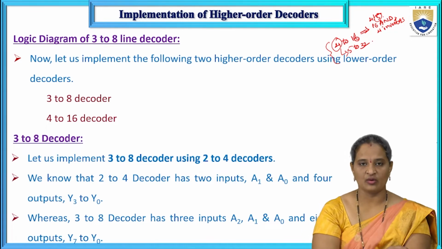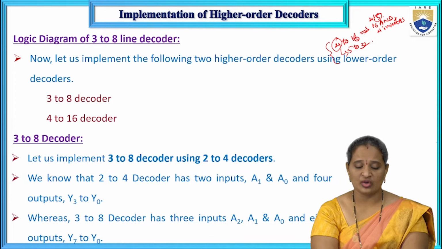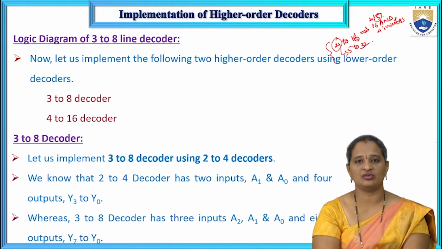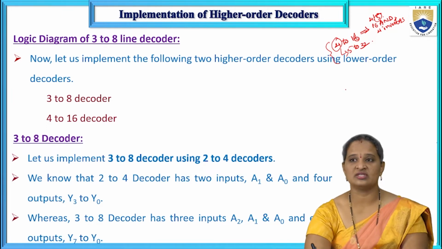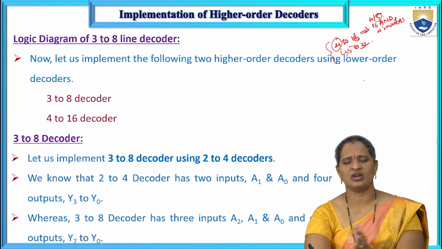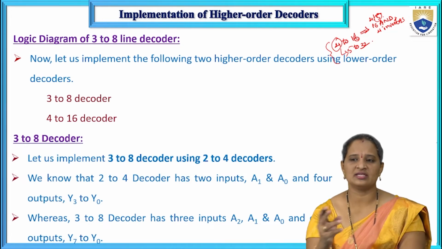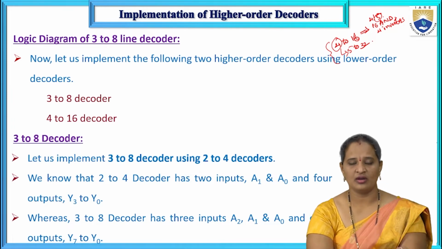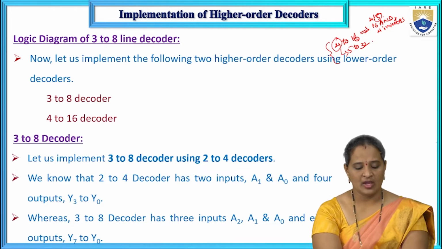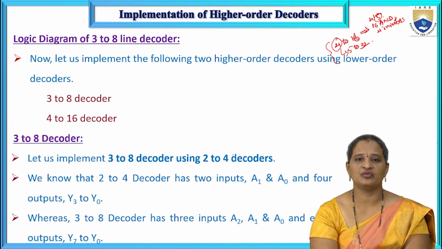As we already know, we have implemented 2 to 4 decoder and 3 to 8 decoder. Making use of this 3 to 8 decoder and 2 to 4 decoder, we can implement 4 to 16 decoder and 5 to 32 decoder and so on easily, with less complexity. Now let us see how to implement a 3 to 8 decoder using 2 to 4 decoders.